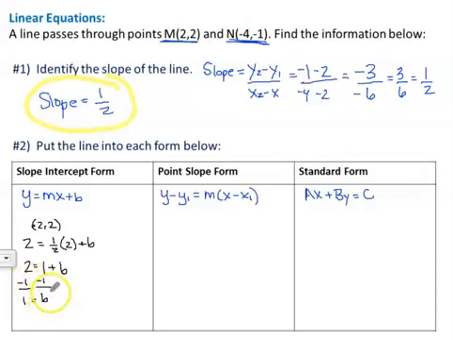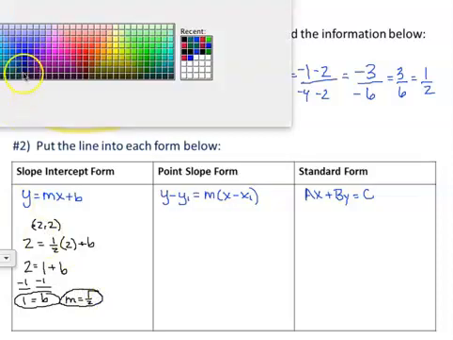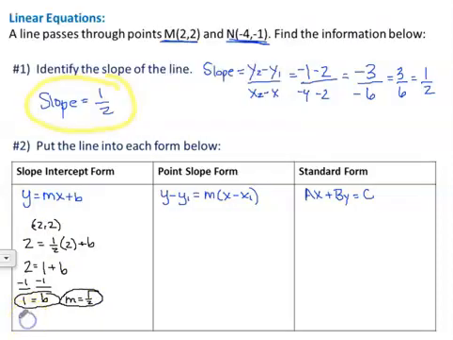So now that I know b equals 1, and I know my slope is 1/2, I can plug all that information in to get slope-intercept form. In slope-intercept form, I only substitute numbers in for m and b. So y equals 1/2 x plus 1. There's my slope-intercept form. Again, for slope-intercept form, I only substitute in numbers for m and b, our slope and our y-intercept.